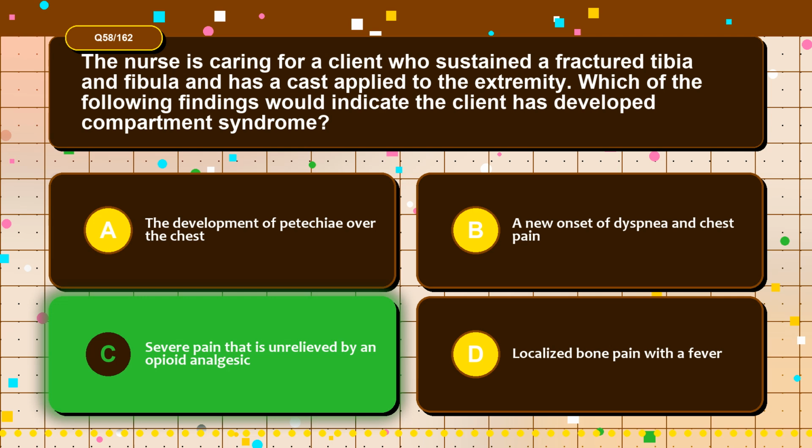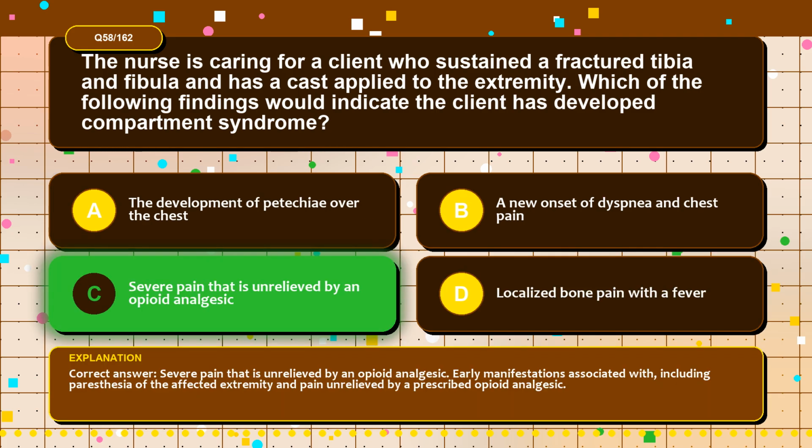The correct answer is option C: severe pain that is unrelieved by an opioid analgesic. Early manifestations associated with this include paresthesia of the affected extremity and pain unrelieved by a prescribed opioid analgesic.